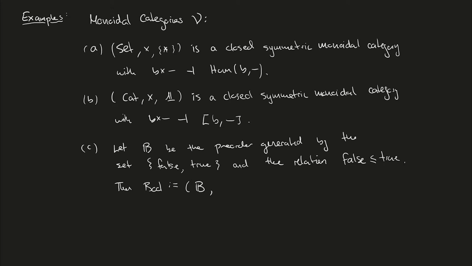And now we define a monoidal product on this preorder regarded as a category, which is AND. So that's the logical AND. This means that false and false is false, false and true is false, and true and true is true. And this has as monoidal unit true, because if we take true and false, we get back false, and if we take true and true, we get back true. In fact, this is a closed symmetric monoidal category.